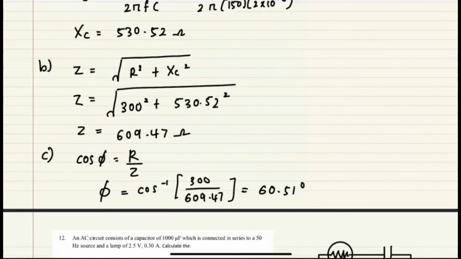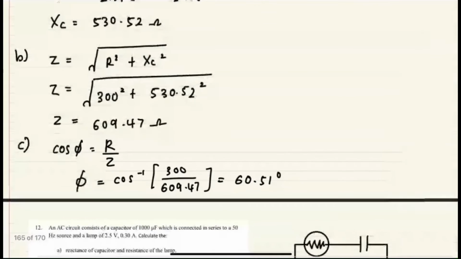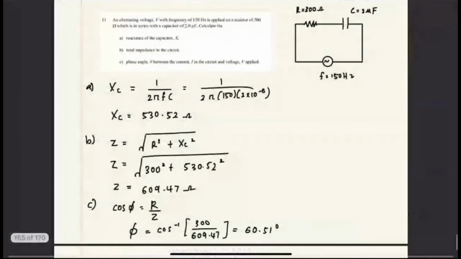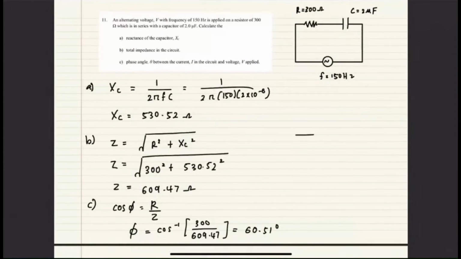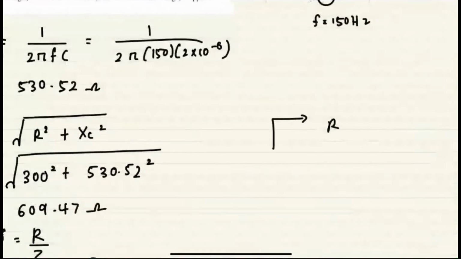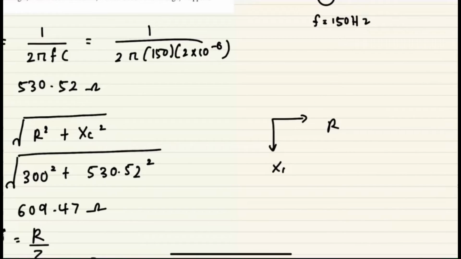Okay, so itu kalau kamu nak straight away pakai formula. If let's say you want to think a little bit and then you want to use a Phasor diagram, boleh juga, tak ada masalah. So this one is RC circuit, so you basically have VR in that direction, and R, okay, and then you have XC ke bawah.